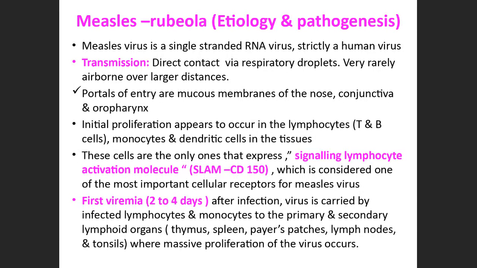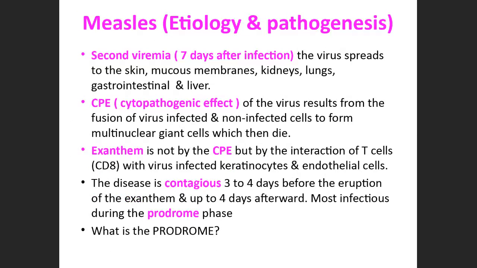Now, after entry and proliferation, what happens? The first viremia stage starts, the initial stage, which lasts up to 2 to 4 days. The virus is carried by the infected cells to primary and secondary lymphoid organs. After carrying the virus to the lymphoid organs, massive proliferation of the virus occurs. This was the first stage.